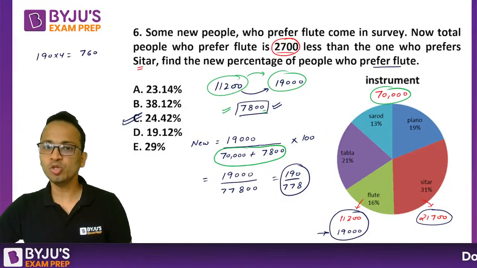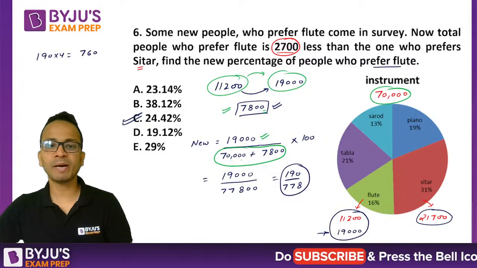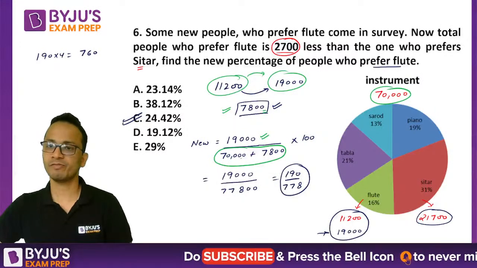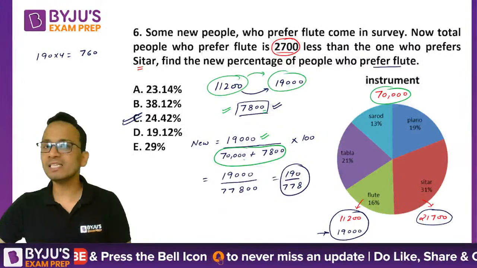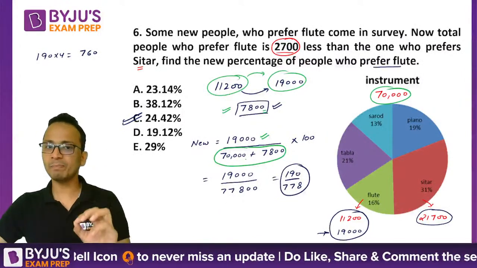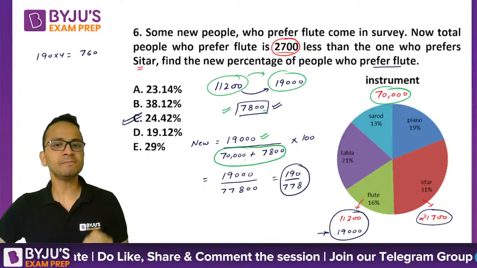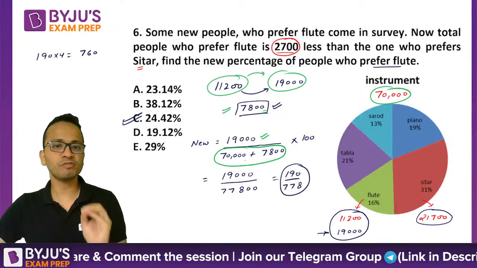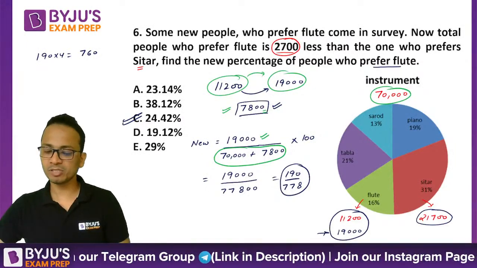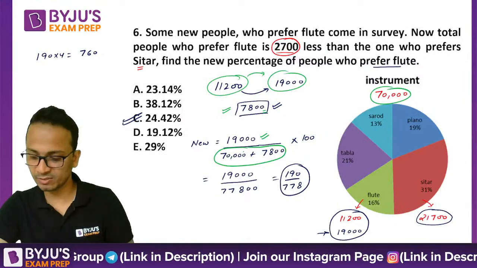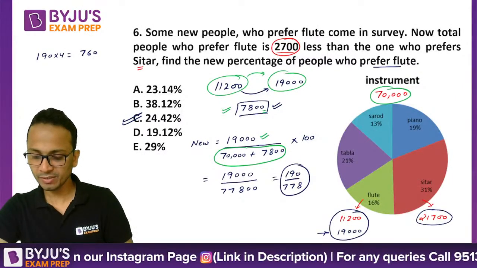Okay, so the new number of people who like flute is 19,000 divided by the total number of people in the survey. So the total number of people was originally 70,000, which has increased by 7,800. So here the number of people who like flute has increased, and also the total number of people who were surveyed has increased. Now calculate the percentage, Vivek, and you will get the answer. Okay, am I clear?